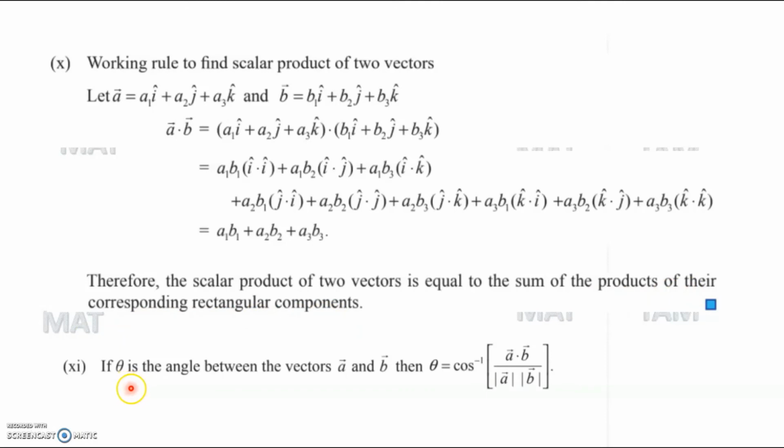Further, the dot product can also be used to find the value of theta, which is the angle between the two vectors. If theta is the angle between vector a and b, then we can define theta as cos inverse of a dot b divided by magnitude of a into magnitude of b.